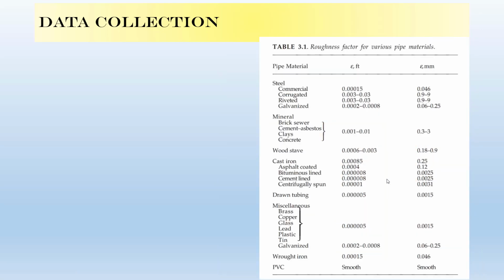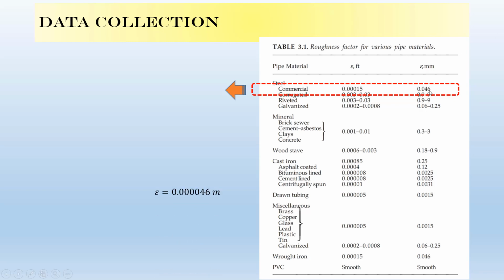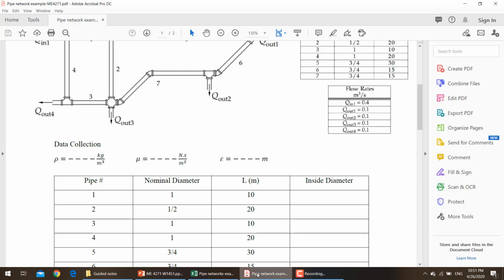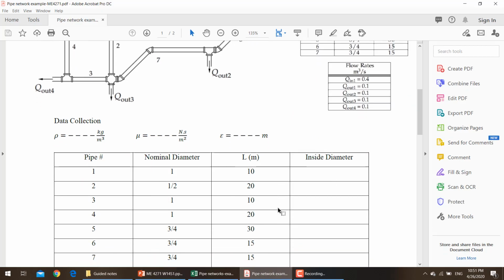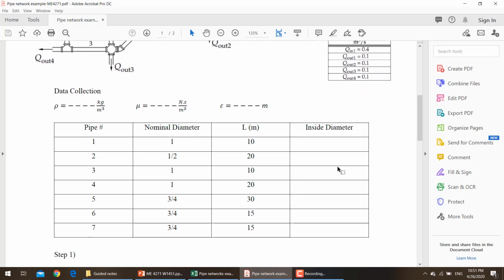And then the last one is the roughness. You can use table 3.1, and based on this table, for commercial steel, epsilon equals 4.6 times 10 to the negative 5 meter. So this is all the required information, and then you can complete this table here, adding the inside diameter and these things.